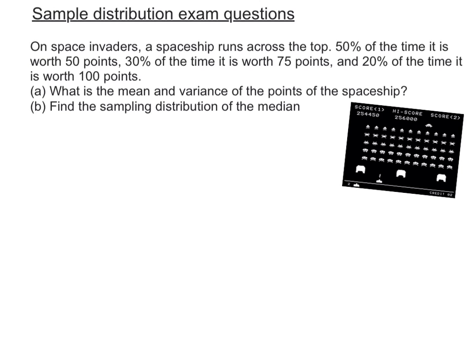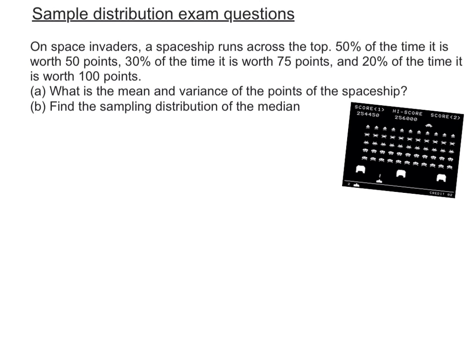In this video we're going to be looking at quite a tricky exam type question on sample distribution. The question says, on Space Invaders, a spaceship runs across the top. 50% of the time it is worth 50 points, 30% of the time it is worth 75 points, and 20% of the time it is worth 100 points.